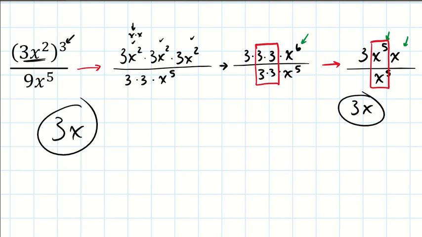And I think it's kind of clear why we would consider this a simplified version, right? This is fully simplified. There are no common factors in the numerator or denominator, and all of my bases are collected to just this single expression.